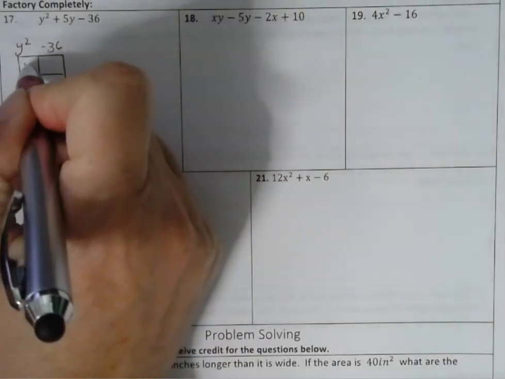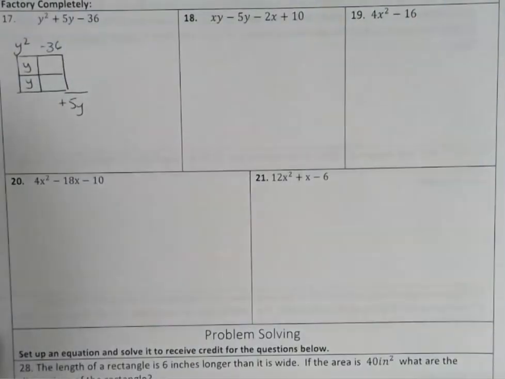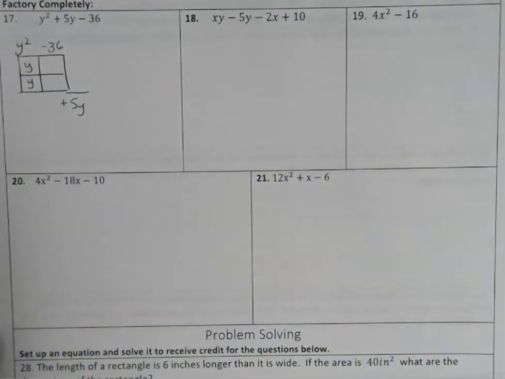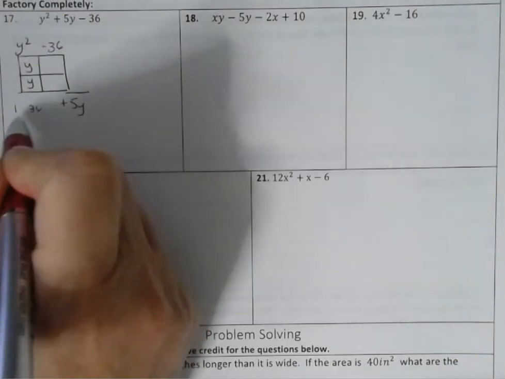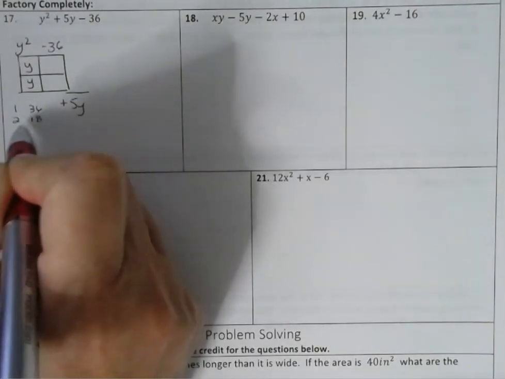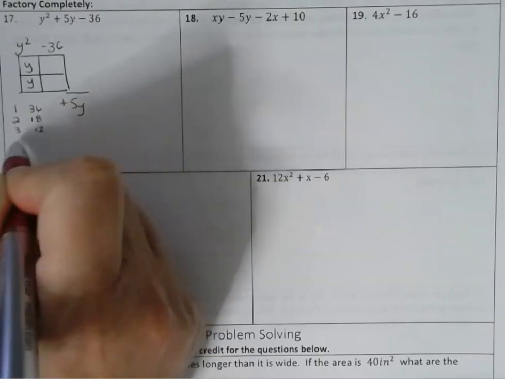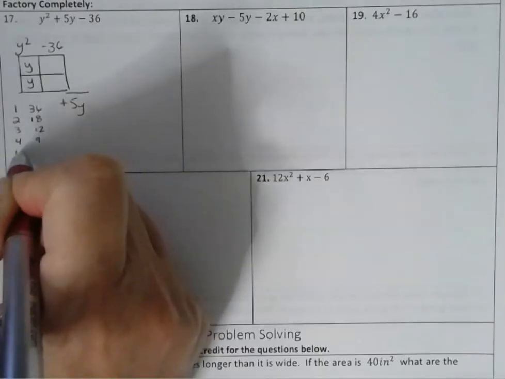So for y squared, these two things below it have to multiply to be y squared. The only thing you can use is y times y. And then for 36, these two numbers have to multiply to equal 36. And they're actually going to end up equaling negative 36, but I can deal with that in a minute. But look at the factors for 36. 1 times 36, 2 times 18, 3 times 12, and 4 times 9, 6 times 6.